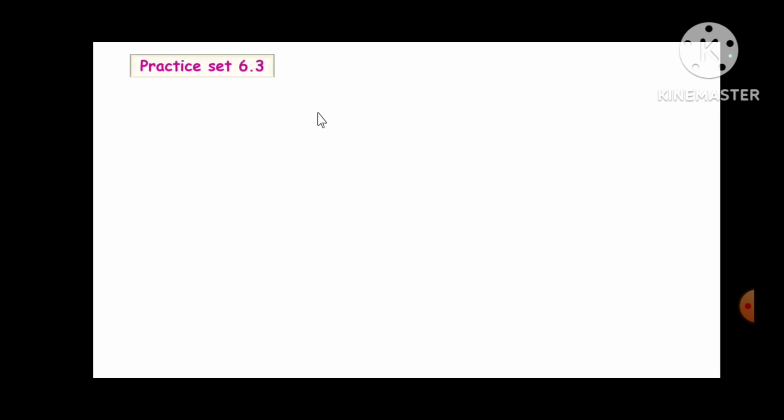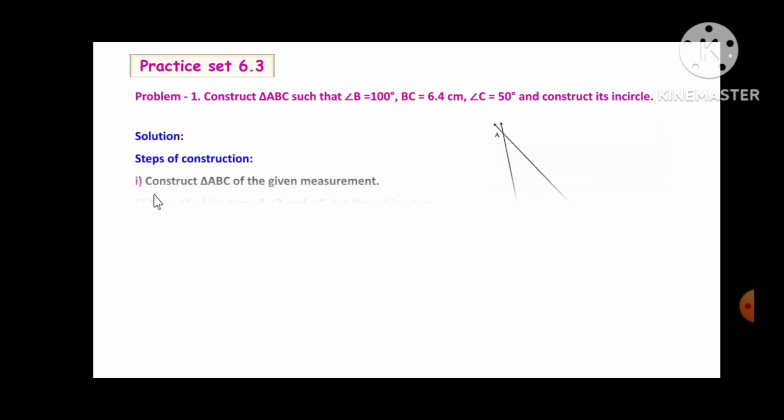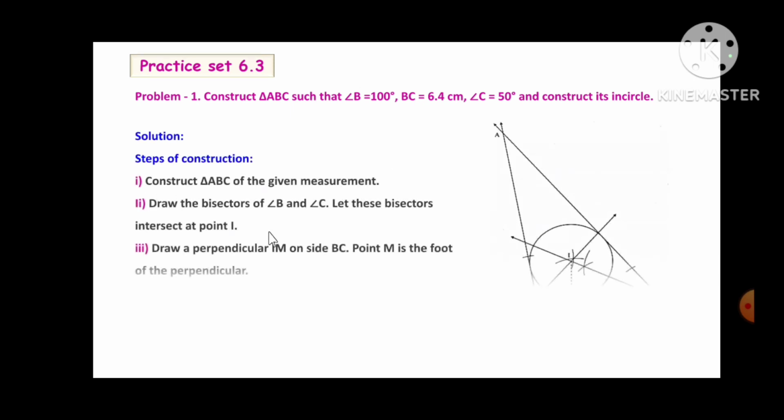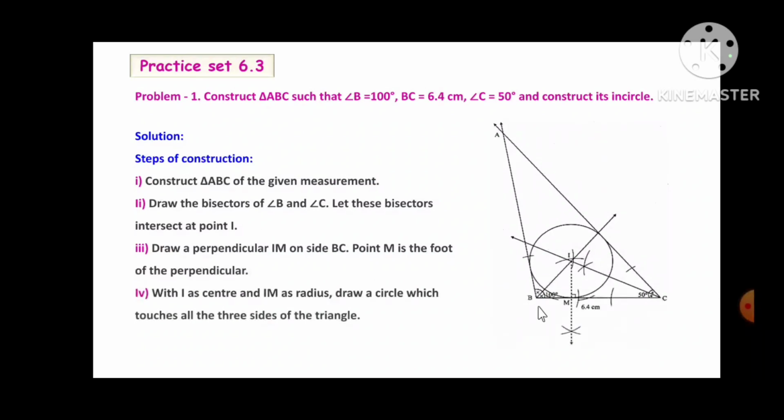Now let's see practice set 6.3. Number 1. Construct triangle ABC such that angle B is 100, BC is 6.4 cm, angle C is 50, and construct its incircle. The steps we have to follow: first construct triangle ABC, then draw the bisectors of angle B and angle C.